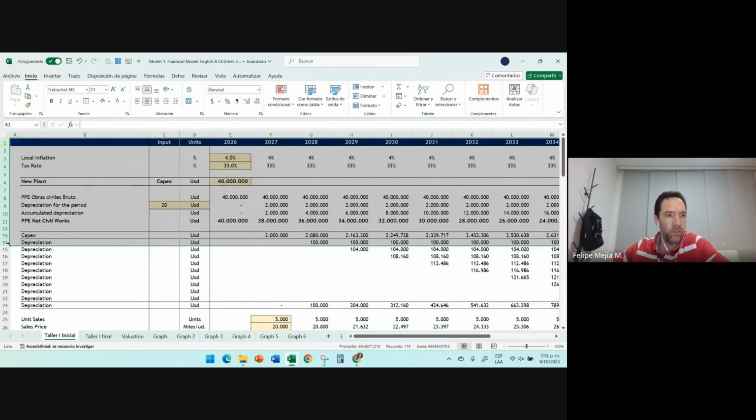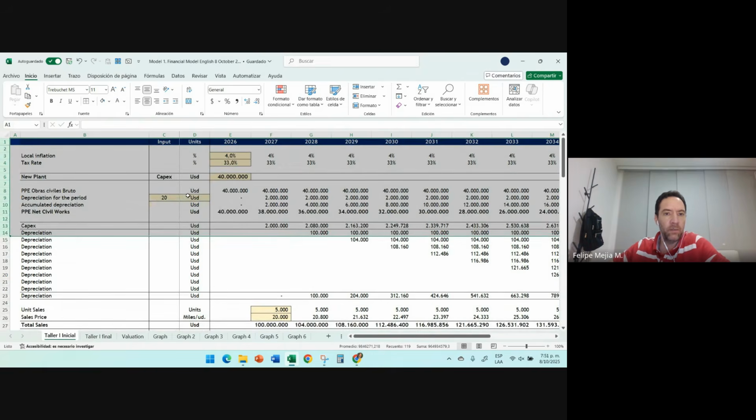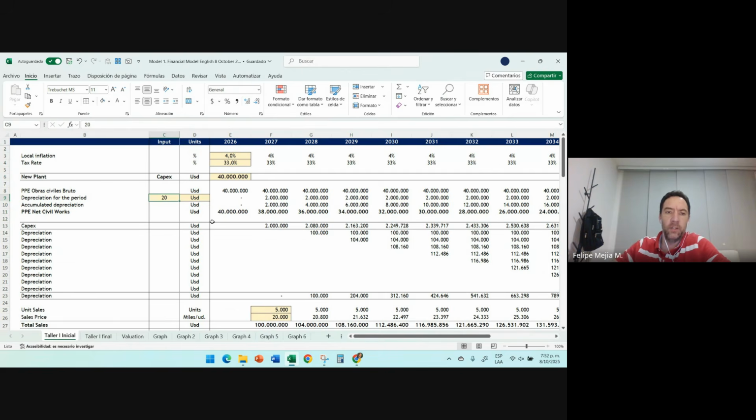That makes more sense than actually just having $40 million depreciated in just a 10-year span. So let me just change this to 20 years real quick. Our IRR will change. Our NPV will change. That happens in models all the time.